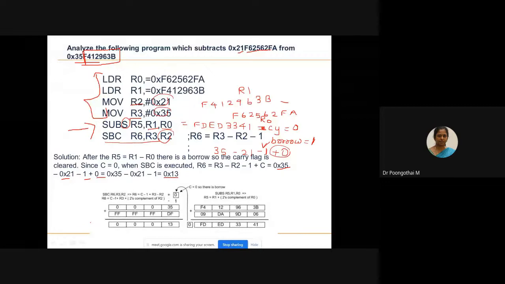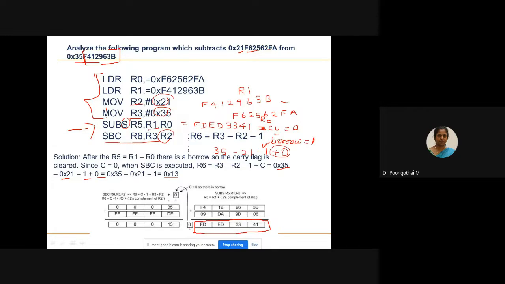So just look at this table. This is your LSB subtraction. Here 06 is subtracted from 3B, 9D is subtracted from 96, 3A is subtracted from 12, and 09 is subtracted from 4. After subtraction, you will get this answer.